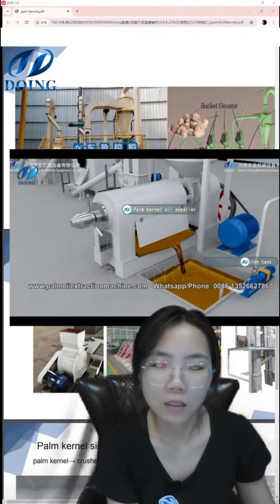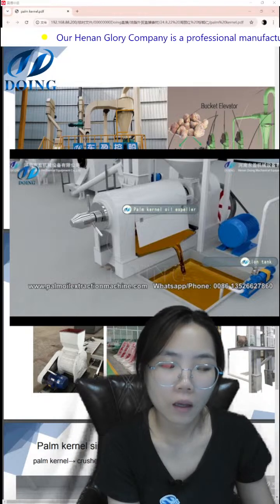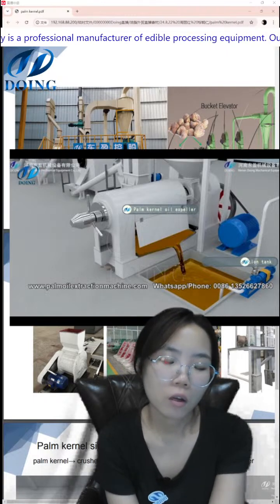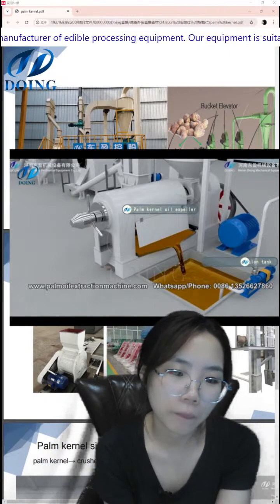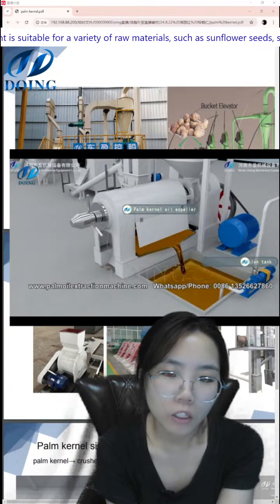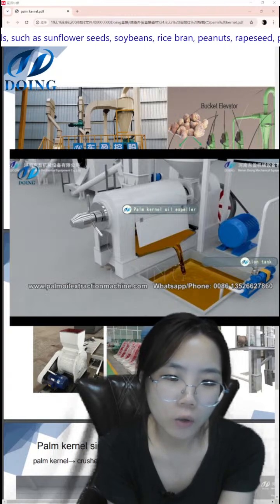Our press adopts a short two-stage pressing process. If the material stays a long time in the machine, it will cause paste and breakage, and the pressing effect will be poor. The short two-stage pressing avoids this situation.